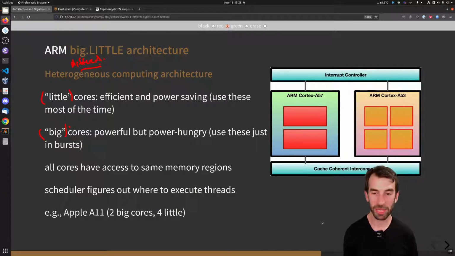And all of these cores have the same memory regions, and then the scheduler would be smart enough to execute threads on the correct core, or move them between cores as needed to make the best use of the power of the big cores while not using too much battery power. And this is going to be really useful on a phone because you've got limited power in your battery.